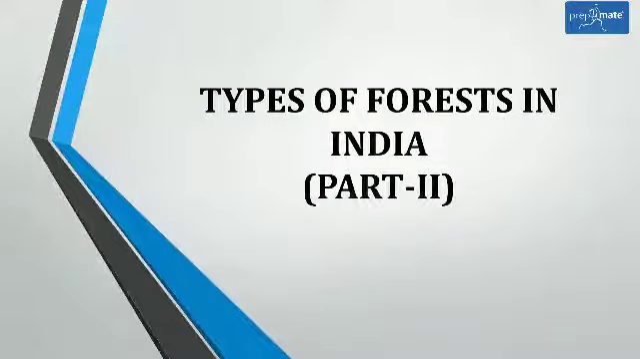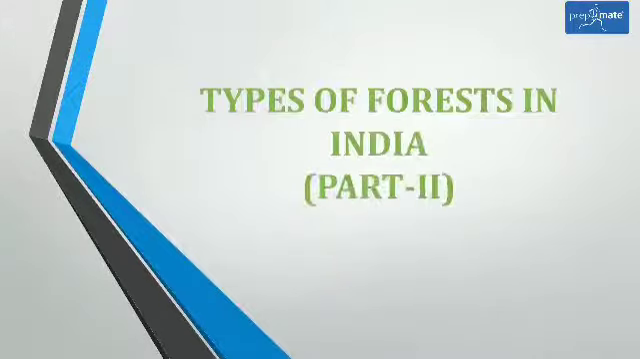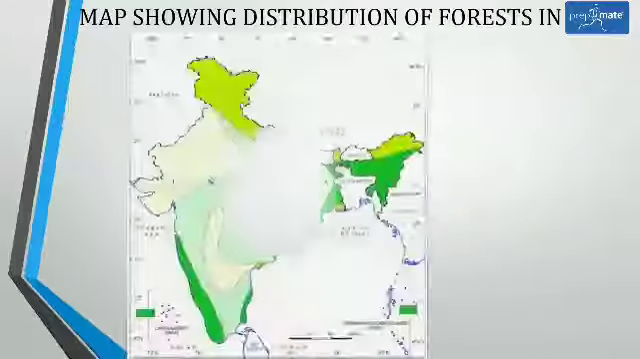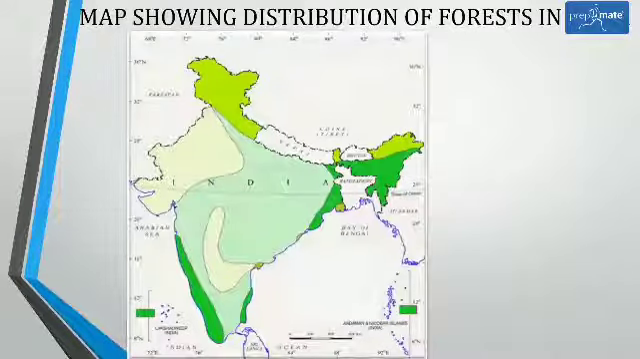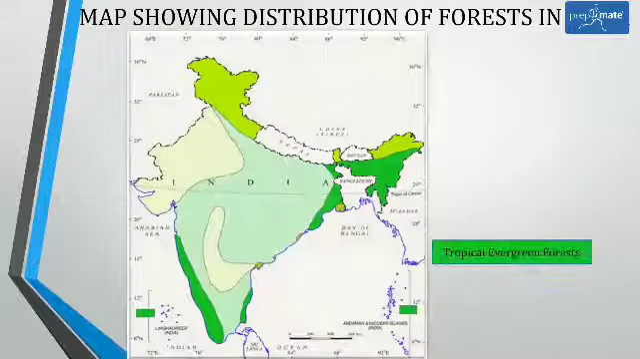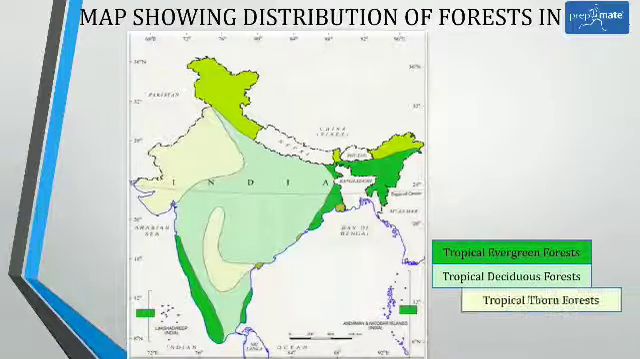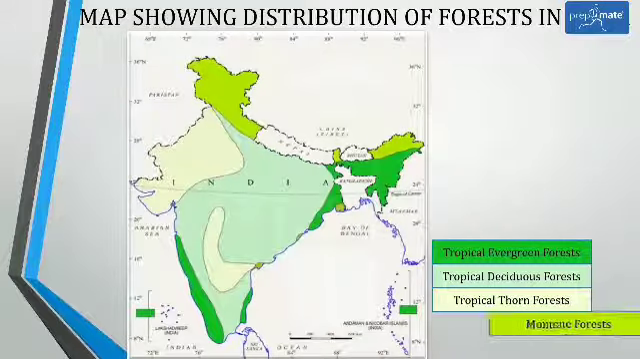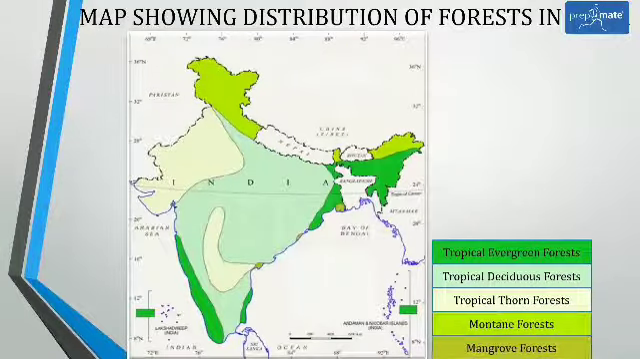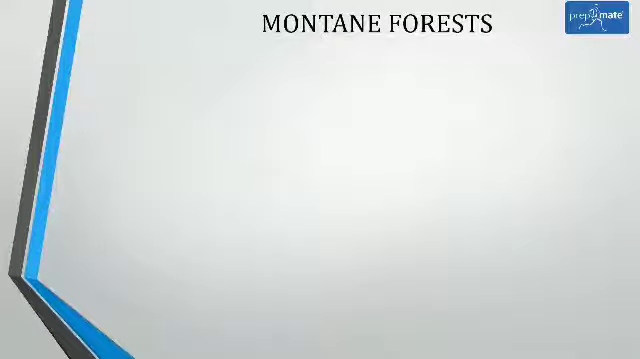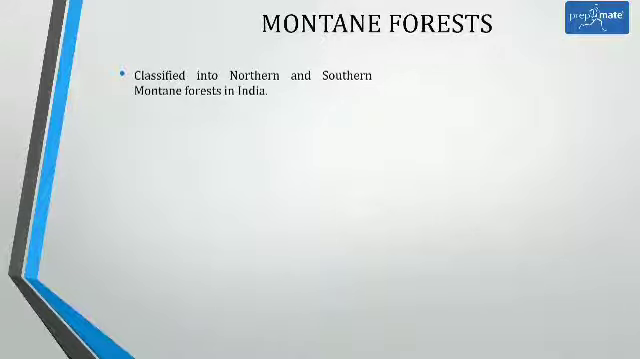This lecture is a follow-up to the previous lecture on forest types in India. As discussed earlier, forests in India are broadly classified into the following categories: tropical evergreen forest, tropical deciduous forest, tropical thorn forest, montane forests, and mangrove forests. Montane forests. In India, montane forests are broadly classified into northern and southern montane forests. We will first discuss the northern montane forests.